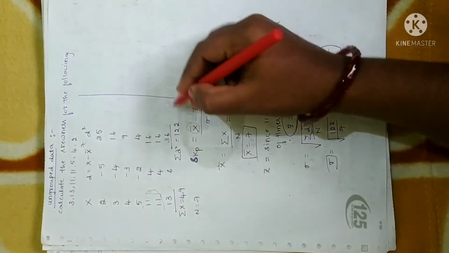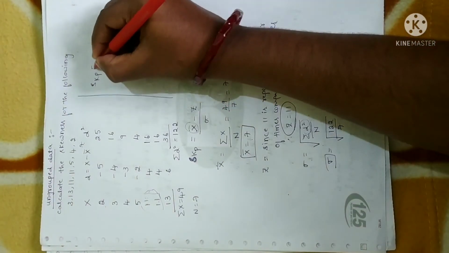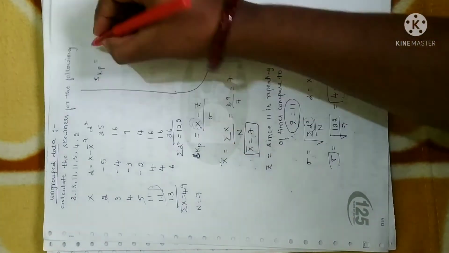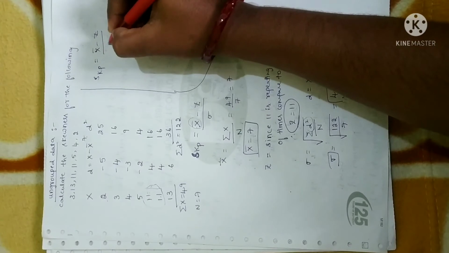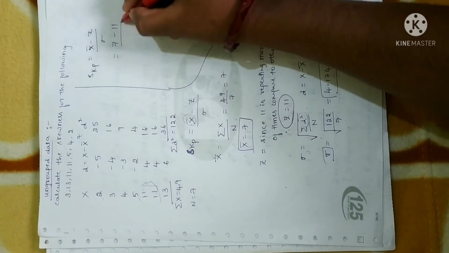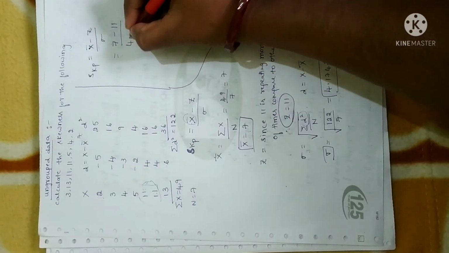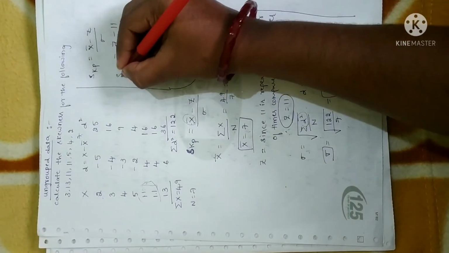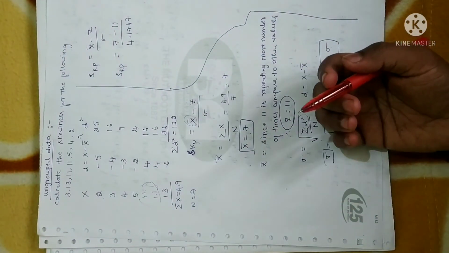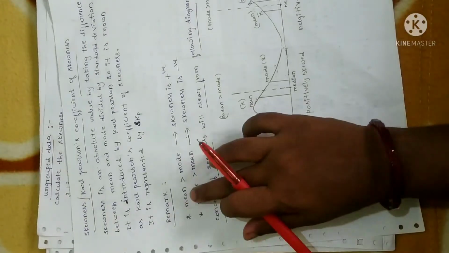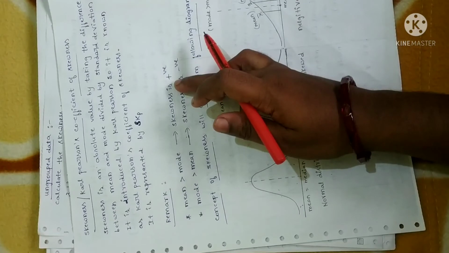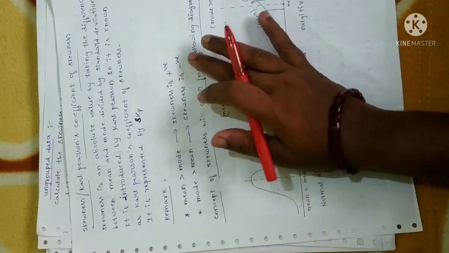Now let me calculate the coefficient of skewness, that is SKP, which is equal to, what is the formula, x bar minus Z divided by sigma. X bar is 7, minus Z, the mode value, which is 11, divided by sigma, which is 4.1747. Before simplifying, as I already told you, whenever mean is greater than mode, then skewness will be positive. When mode value is highest, then skewness is negative.